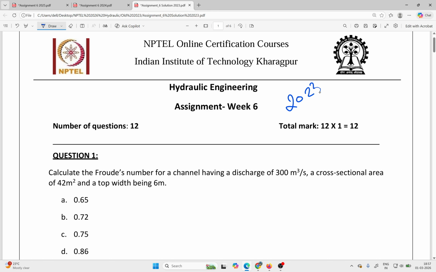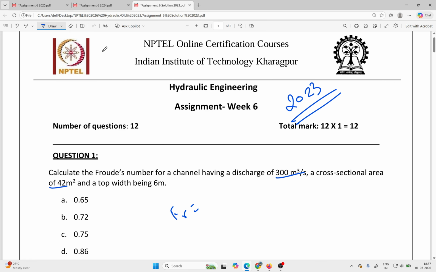You no need to solve here. So you just try to see. Calculate the Froude number of a channel having the discharge this much, cross-sectional area 42, and the top width being 6 meters. So here you need to calculate the Froude number.